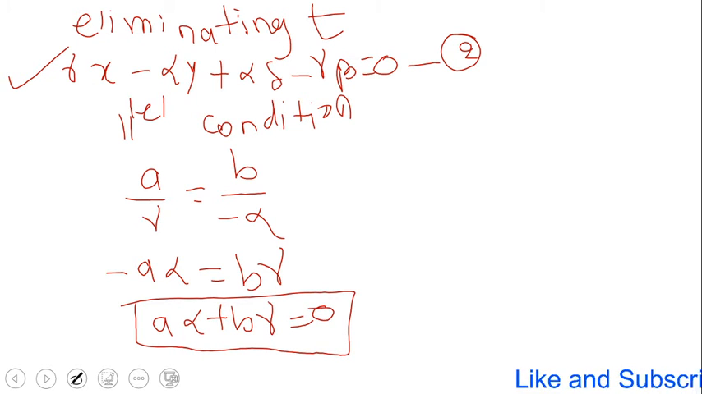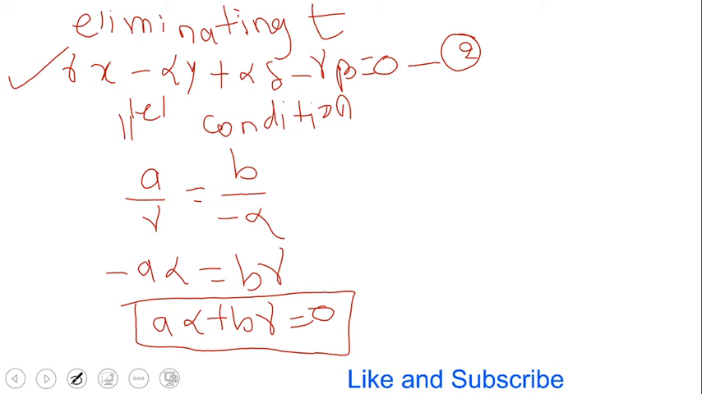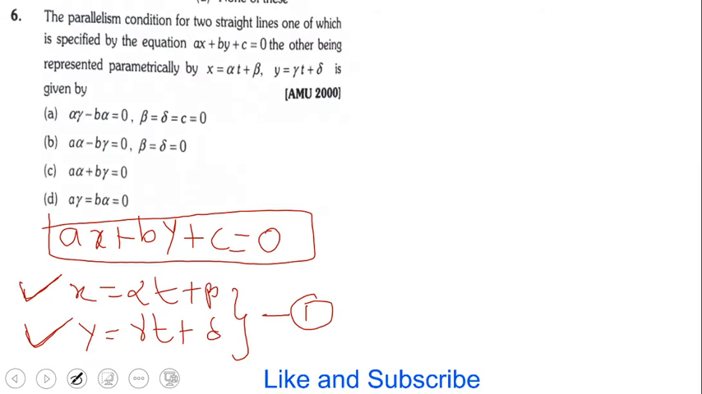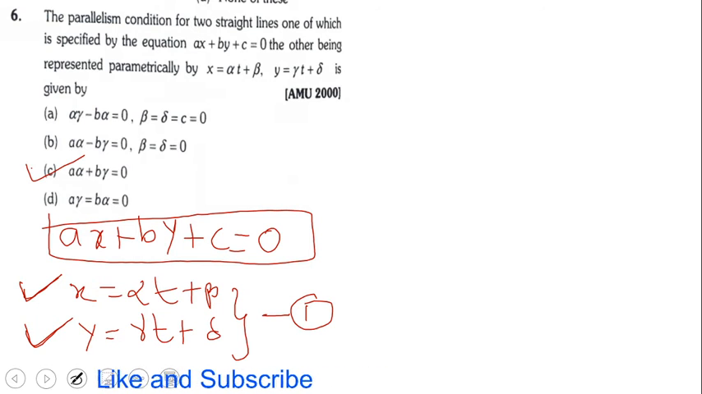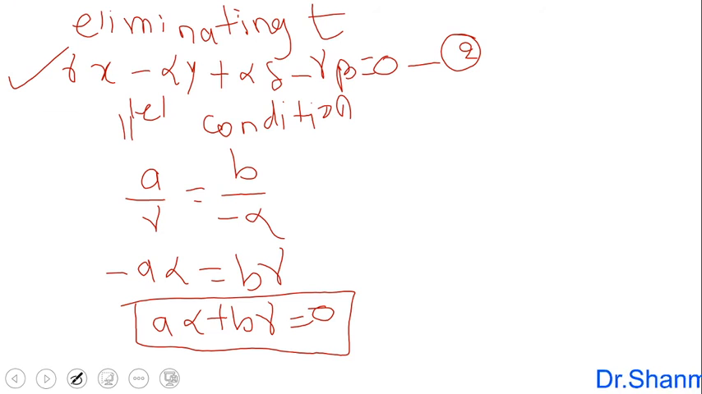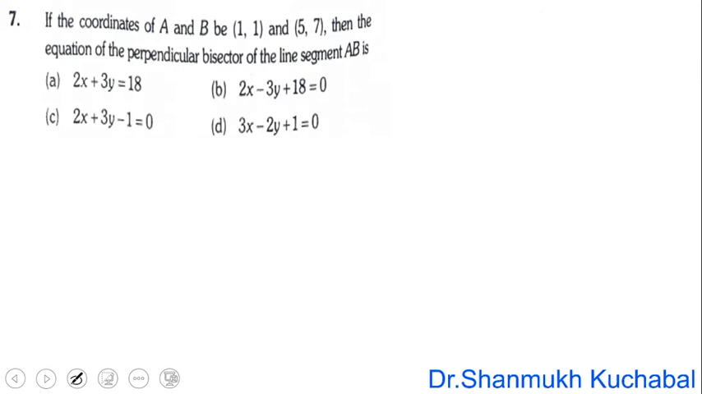So we will see in the question which of the following will be the correct option. Yes, option C is the right answer, a alpha plus b gamma equal to 0 here. Okay, so like this we have to simplify. This is the first page solution, this is the second page solution here. So we'll move to our next example.